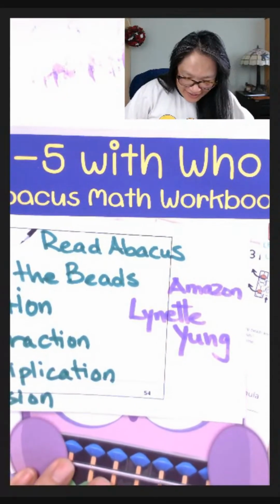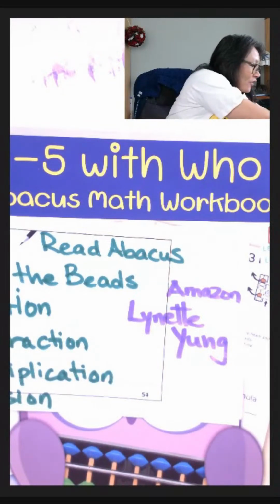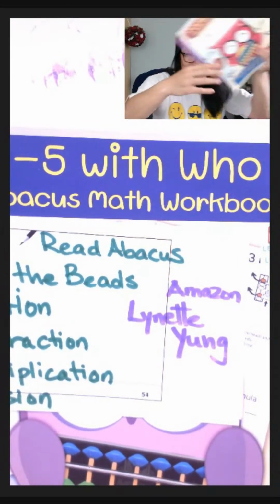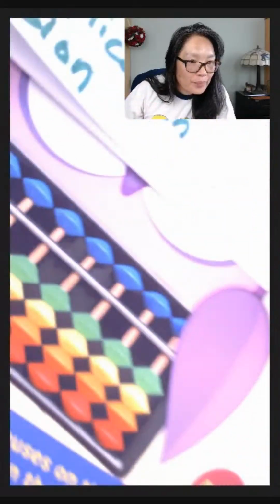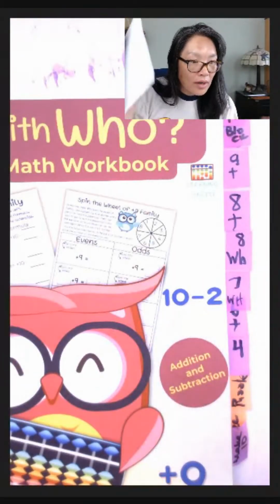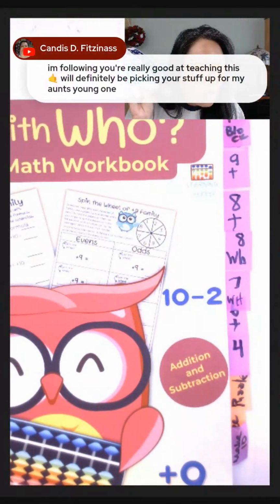Okay, so what are we doing? What's the next one is how to make a 10. So the next book is how to make a 10. Oh, I'm following. Oh, good. I'm following. You're a good teacher at teaching this.